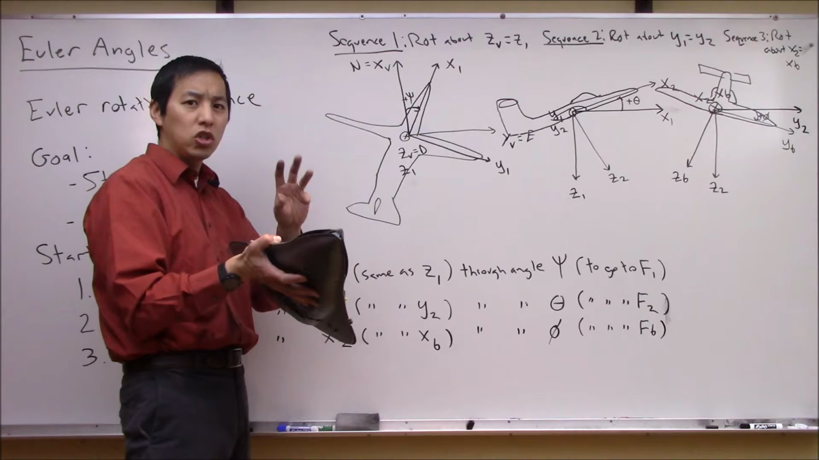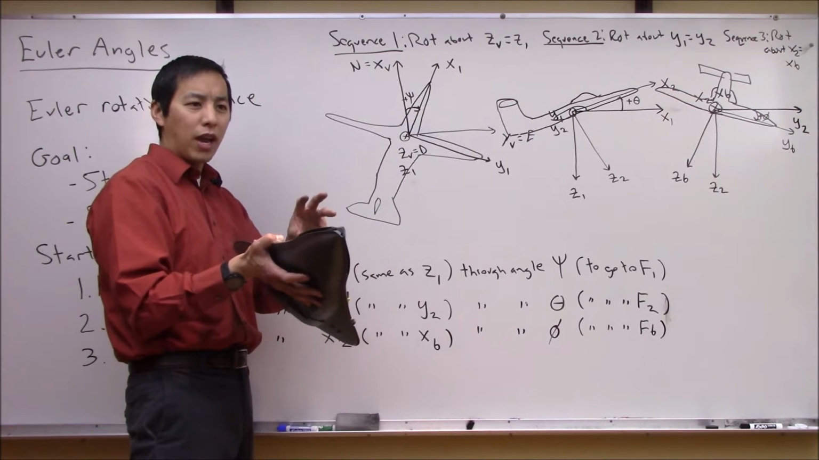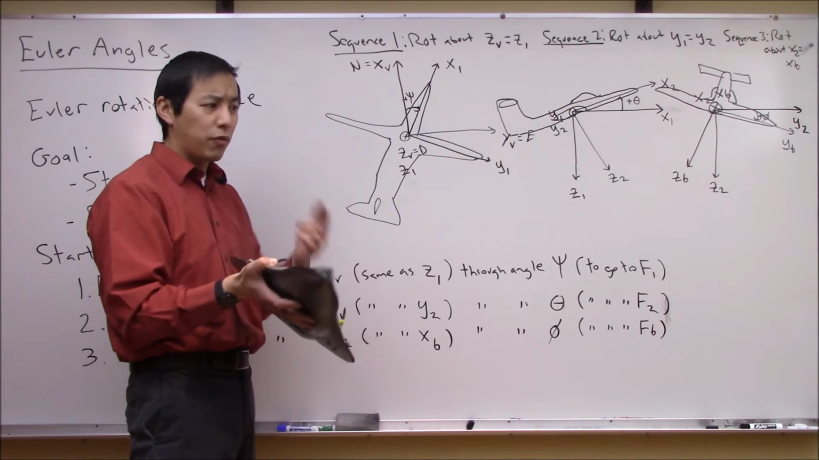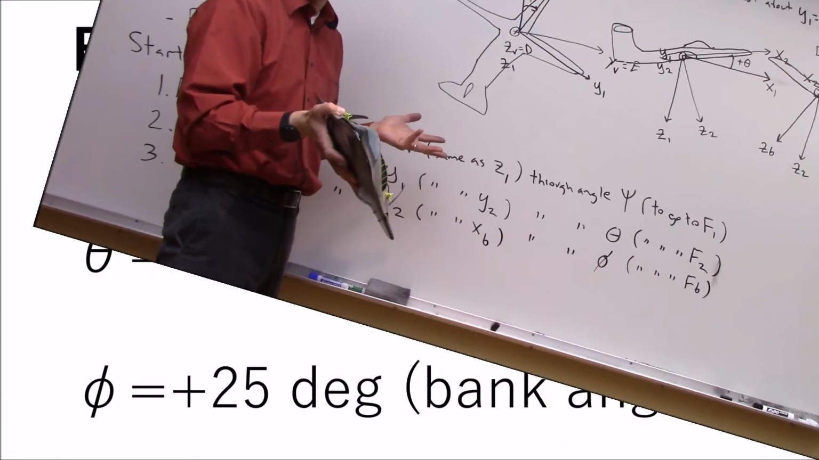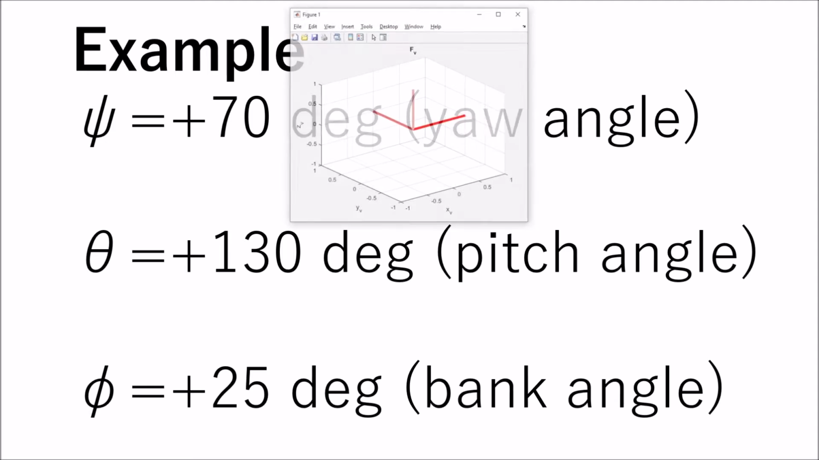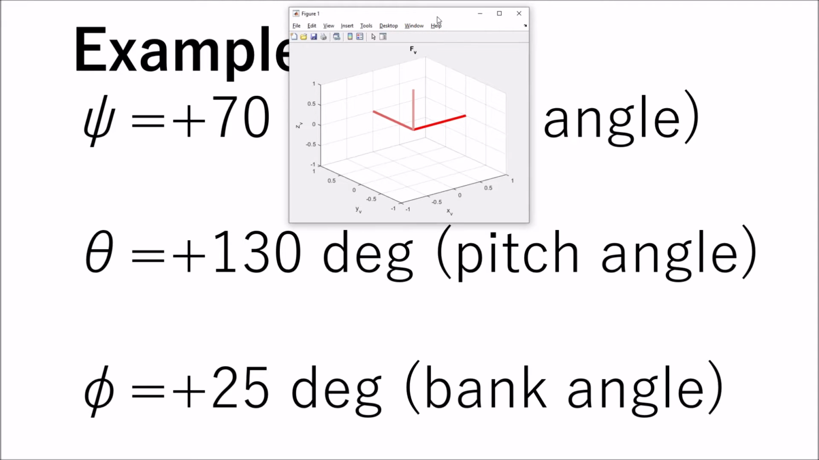I've got an animation to show you how these Euler angles and all these intermediate frames play together. So let's jump over to Matlab real quick and see if we can visualize this a little bit better. All right, so to get a little bit more practice, let's use slightly different numbers. Let's use a phi, theta, and psi of positive 70, positive 130, and positive 25 degrees for the yaw, pitch, and bank angle, respectively.